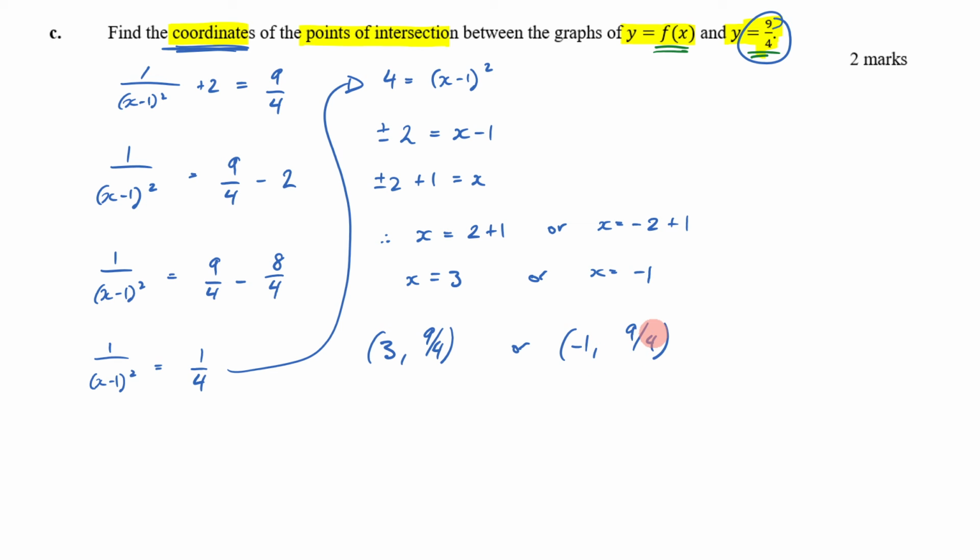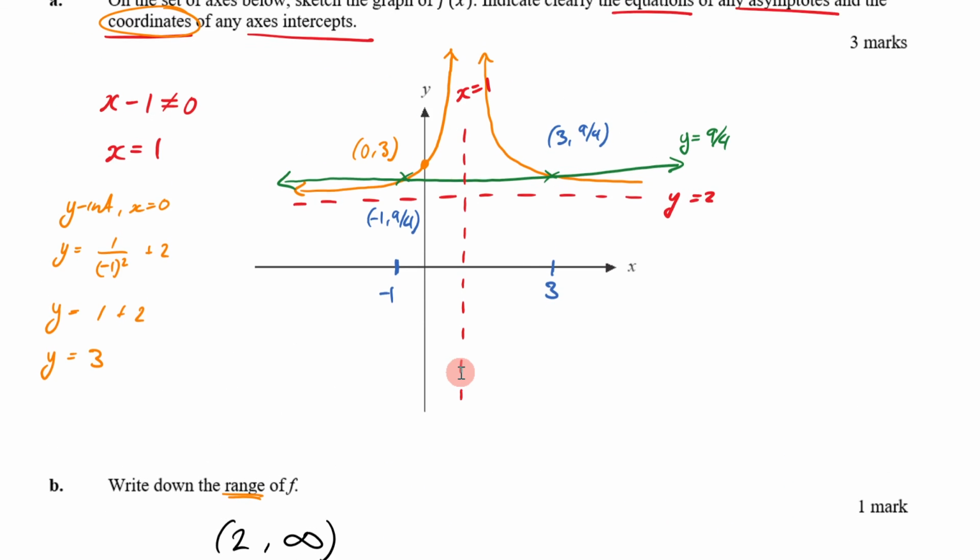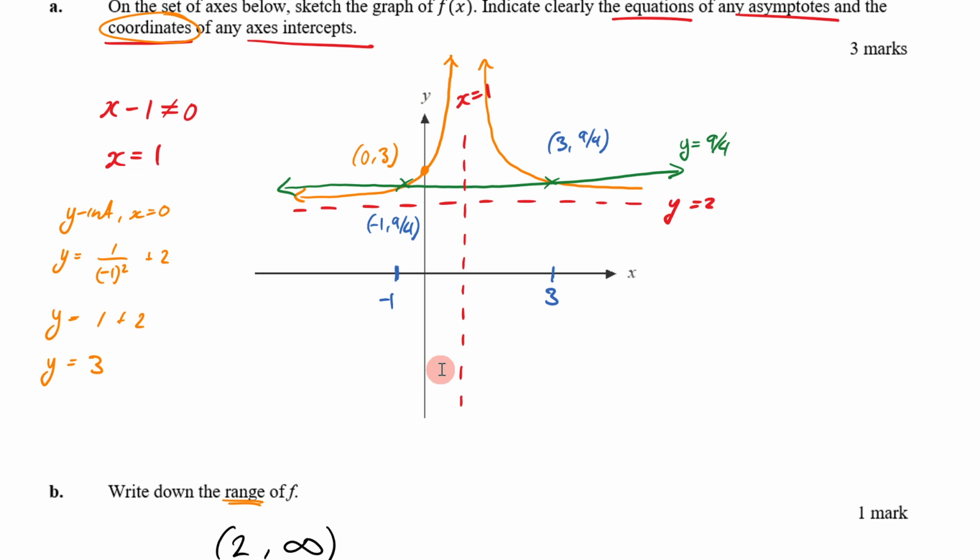It's really important that you're reading the question carefully. Because it says you need to give your answer in coordinates, you need to make sure that you do that. So those are our answers there, 3, 9 on 4, and negative 1, 9 on 4. It isn't necessary for you to sketch it, but if it helps you visualize the fact that you do in fact have two solutions, you should go for it.